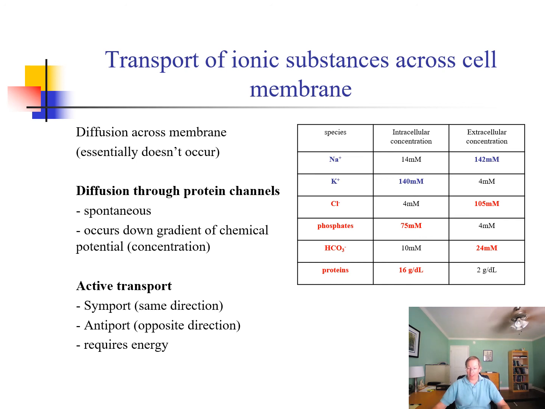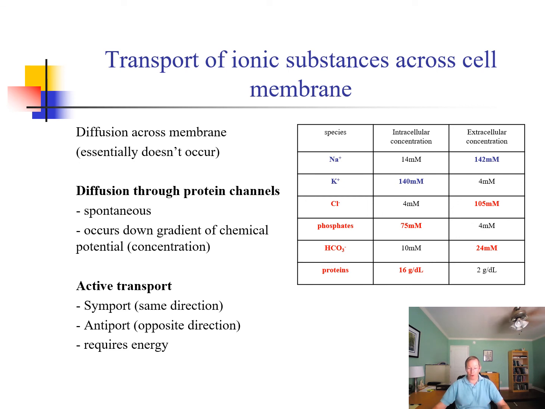This is why when I depolarize a muscle cell, sodium rushes in when I open those sodium channels. Potassium is the reverse. Potassium has a much higher concentration on the inside of the cell than on the outside, about 140 millimolar versus about 4 millimolar extracellularly. And so if I open a potassium channel, then potassium will flow spontaneously from inside the cell to outside the cell. Those spontaneous processes are driven by that concentration gradient.